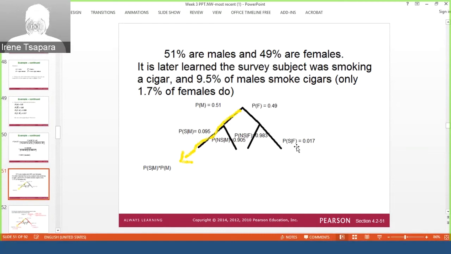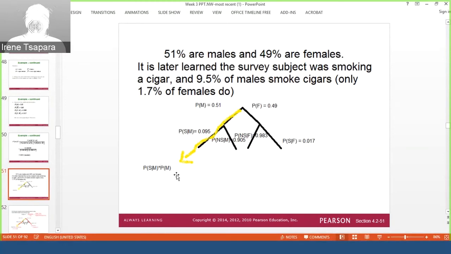You see the conditional probability here, probability of smoking given that she is a female, times the probability of being a female. This gives you the probability of being what? Being a female and smoking. Remember, this is the formula from the conditional probability. The conditional probability tells us that the probability of the intersection of two events is equal to the probability of one event and the probability of the other event given the first event. This is what we have.